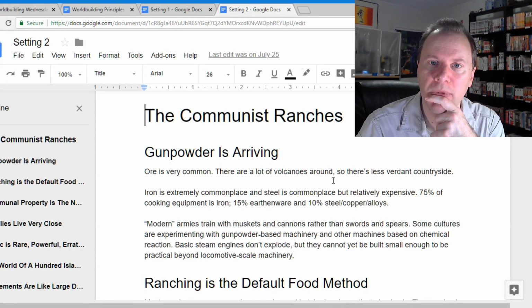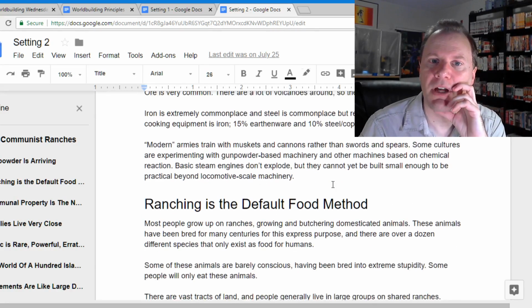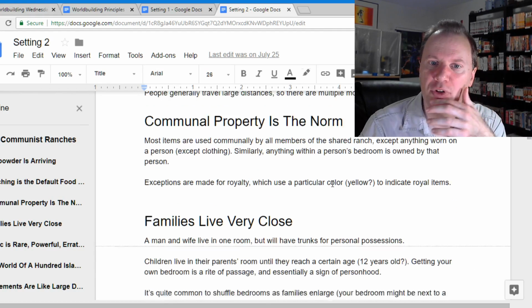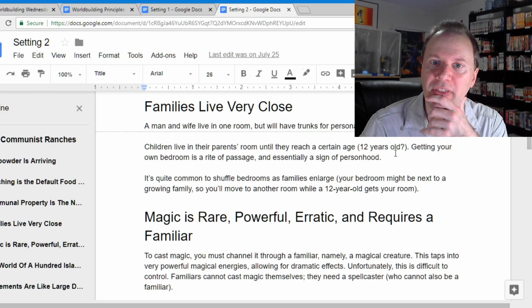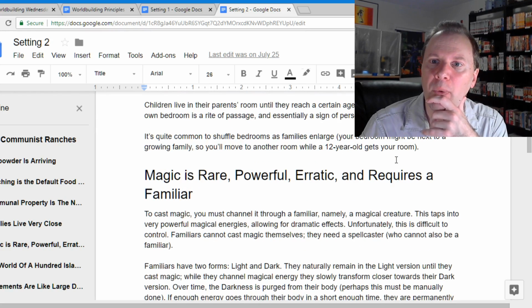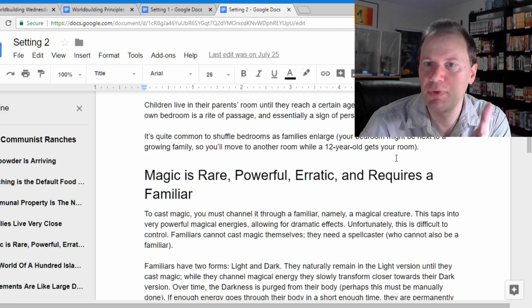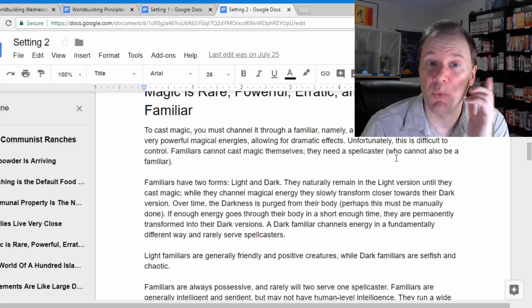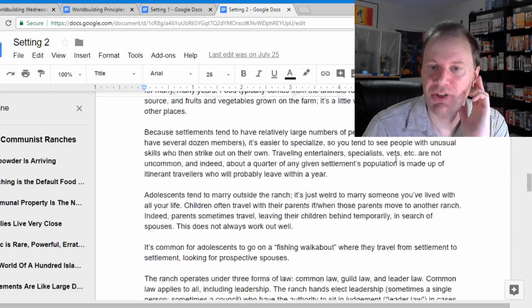Let's move on to setting 2. The communist ranches, that's right. Relatively high technology, gunpowder exists. Everyone lives in these ranches with communal property, with families living very close, and children living in their parents' room until they become 12 or so, then they move to another room. We have the really weird magic, which I want to get back to at some point. Large dude ranches for your settlements.